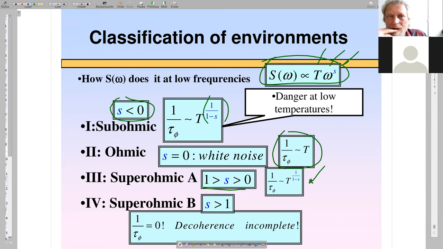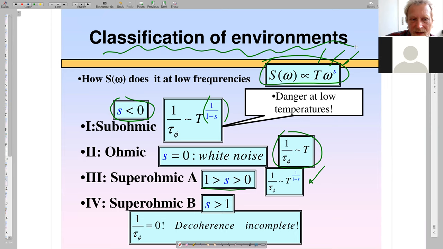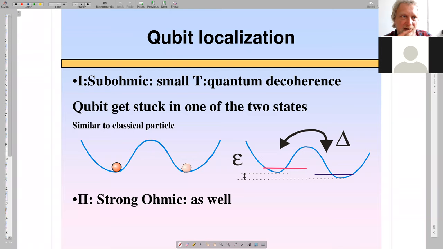Good. So this is the classification of different environments. Well, the ohmic environment, as I said, is the most common one, corresponding to white noise. Let me shortly mention what happens in the subohmic regime. I also mentioned this in the course of quantum mechanics, I guess, in principle, it's the same context, but a bit different way of explaining this.